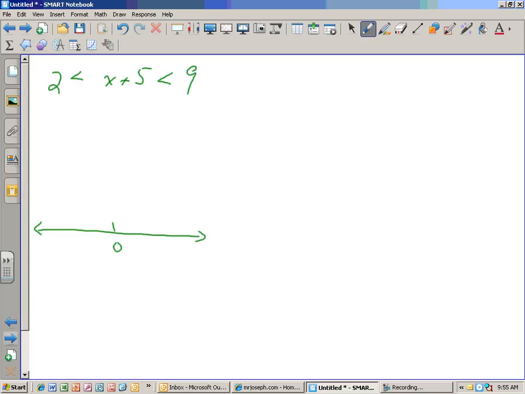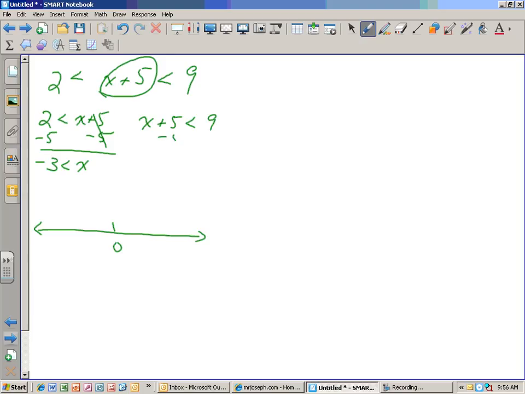So what we have to do here is solve two equations. We'll solve this one where 2 is less than x plus 5. And we're also going to solve x plus 5 less than 9. So let's solve those two equations by subtracting 5 from this side here. Okay, do you see what I did? I took the middle term here, and I split it up into 2. And then here I'll subtract 5.